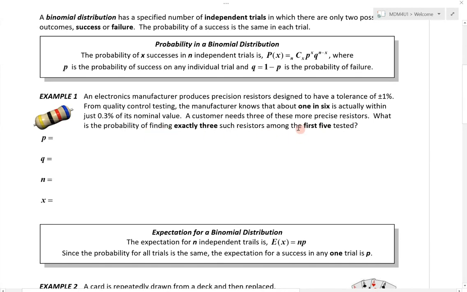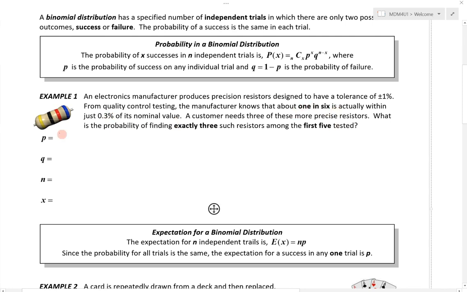Some of these bolded words clue in on the values that we need for the binomial distribution formula. The fact that it says 1 in 6 is actually within nominal value, this 1 in 6 is the probability of success, the probability that we'll get this really precise resistor within 0.3% tolerance. Tolerance means how far it deviates from its intended design specification. If it's designed to work within a certain number, it's going to be plus or minus 1%. But the really precise ones are going to be plus or minus 0.3%. So you have a 1 in 6 chance of that happening.